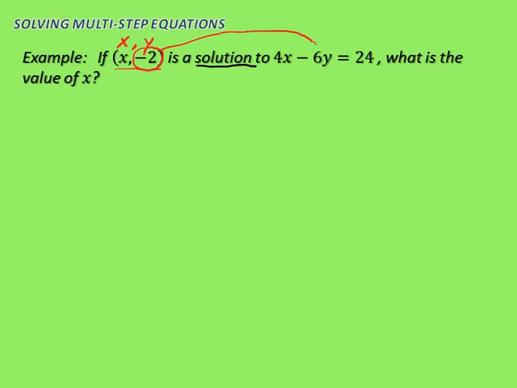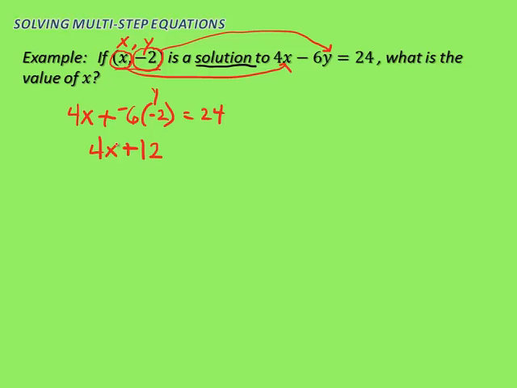So I'm going to put negative 2 into the place of y. I'm going to put x into the place of x. Alright, when I put x in place of x, it doesn't change anything. So here's what I have. I have 4x minus 6, and then I'm going to put my negative 2 in for the y, equals 24. Now, negative 6, remember this makes it plus a negative 6, so negative 6 times negative 2 is positive 12, and I bring down everything else.